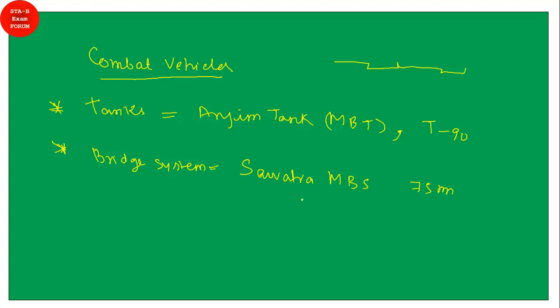There is another bridging system, also known as the short span modular bridging system. It is 10 meters. So in combat vehicles, these two are sufficient for your GK pointers. Take a screenshot.